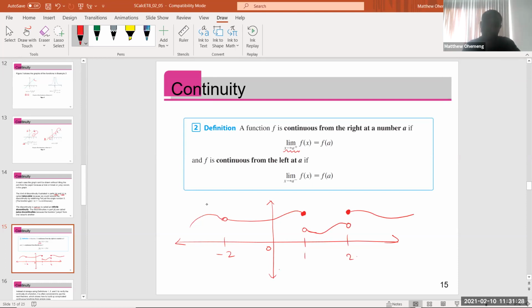So for this one, at -2, the function is not one-sided. It can't be one-sided because for one-sided continuity to hold, the function has to be defined at a point. So at -2, this one is discontinuous. No matter what you do to it, it's still discontinuous.